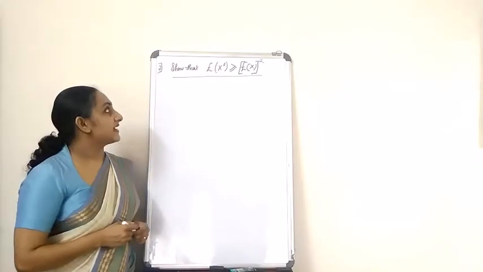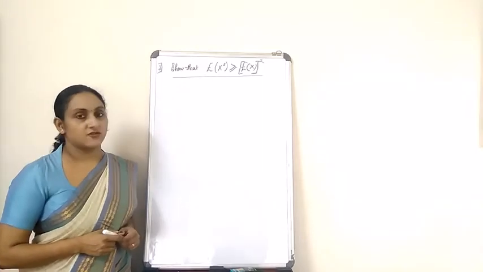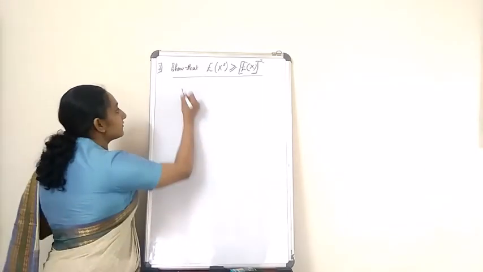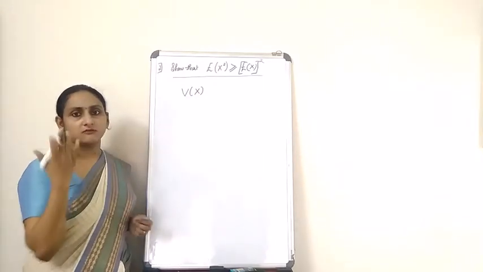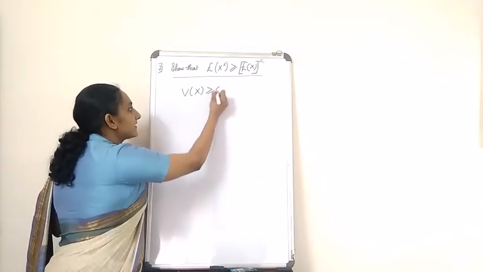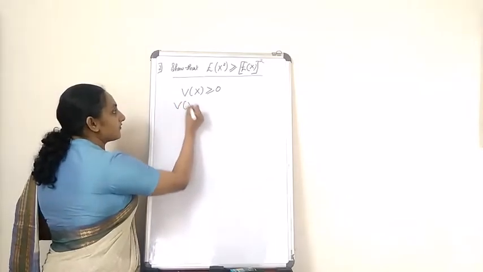Next, we will show that expectation of X squared is greater than or equal to expectation of X the whole squared. For that, we will first consider variance of X. Now, variance of a random variable is always greater than or equal to 0. So we can write this as variance of X is greater than or equal to 0.